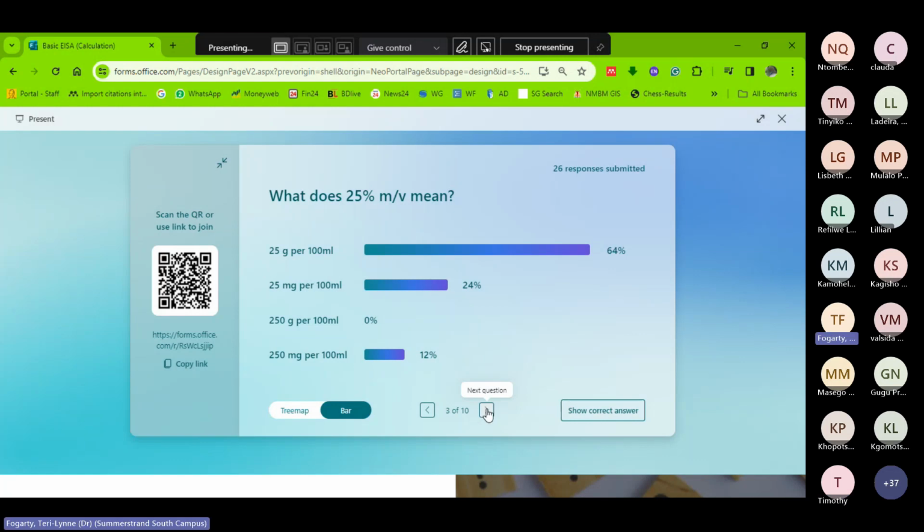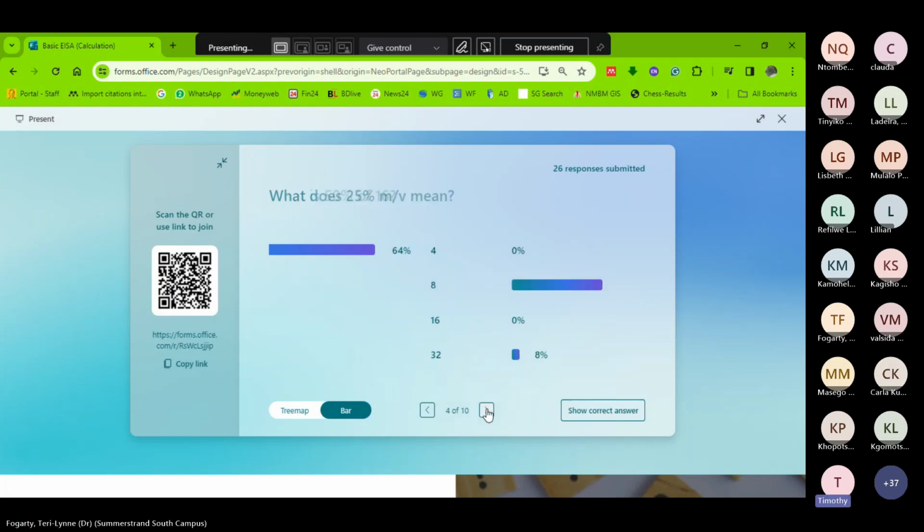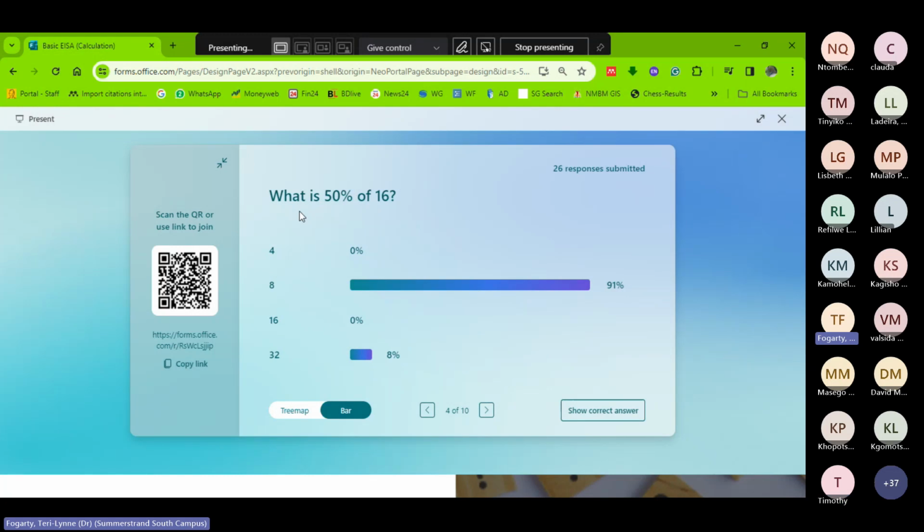Okay, next question. Those of you that were listening got this right. What is 50% of 16? Okay, 50% also is half of 100. So half of 100, half of 16, half of 16 is 8. Okay, some of you have doubled.